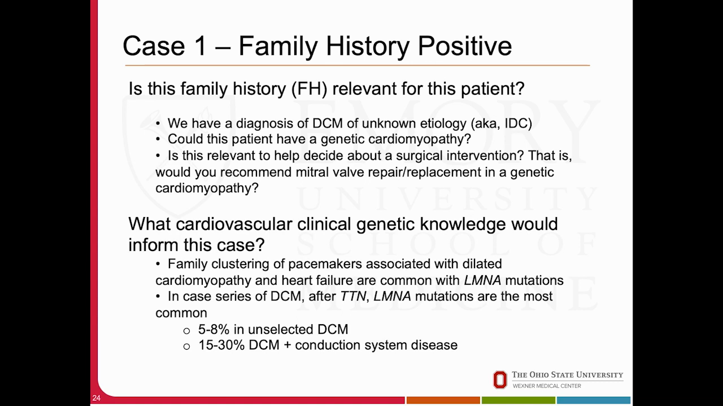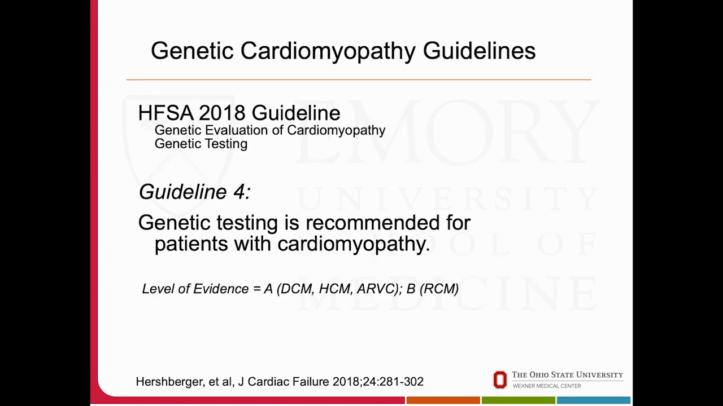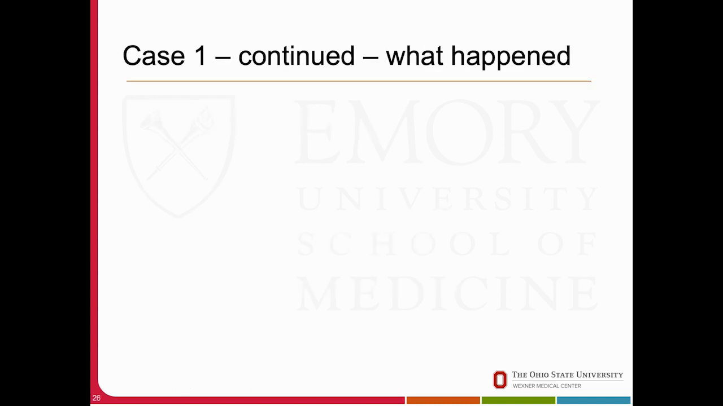But what cardiovascular knowledge could help inform this case? Family clustering of pacemakers with LMNA mutations is the most common. If you take unselected DCM, sort of 5 to 8%. If you enrich for conduction system disease plus DCM, it's probably upwards of maybe a third of cases will have LMNA mutations. And the guideline for genetic testing is recommended, so you test her.